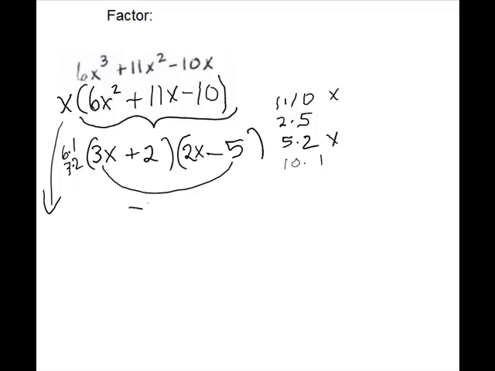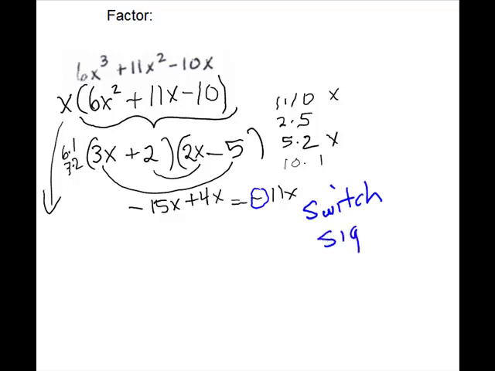And we have minus 15x plus 4x gives us a minus 11x. This one almost works, and we can fix it from here. We don't need to try anything else. The only thing wrong with it is it has the wrong sign. When that happens, you have the right number but the wrong sign. Switch the signs. Don't move your numbers.